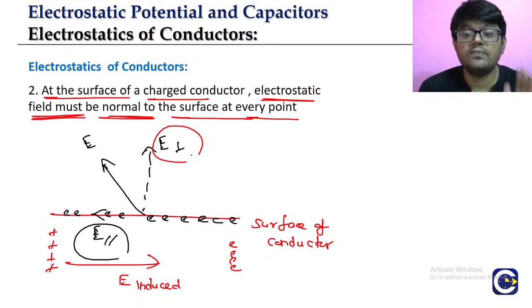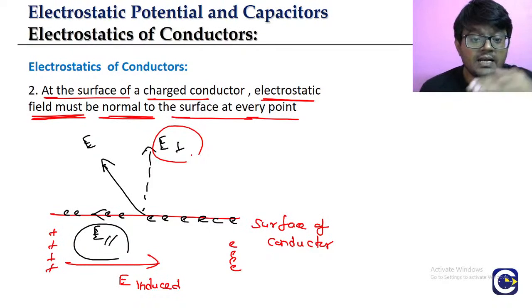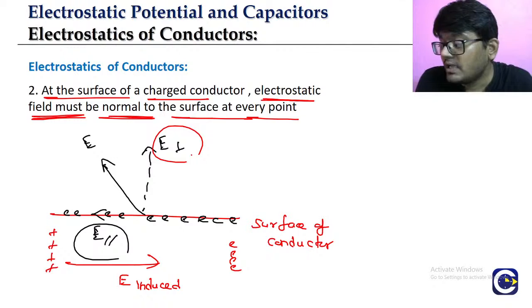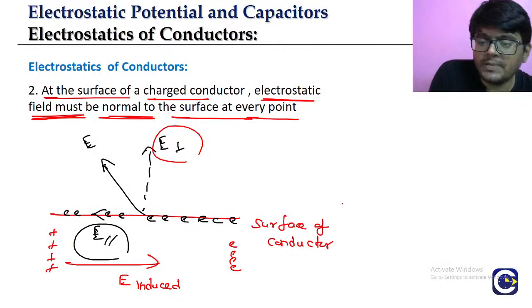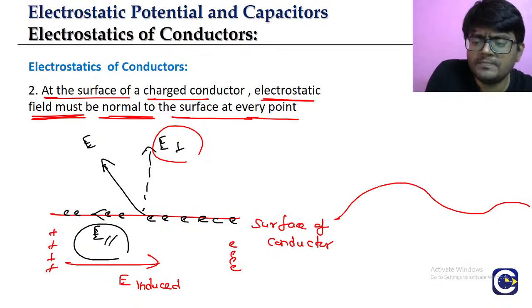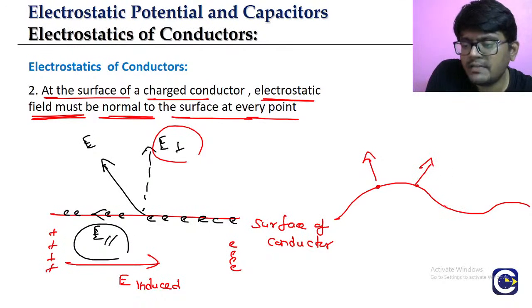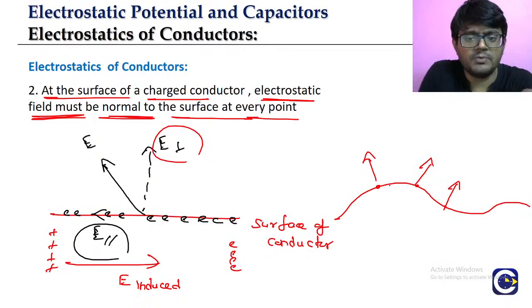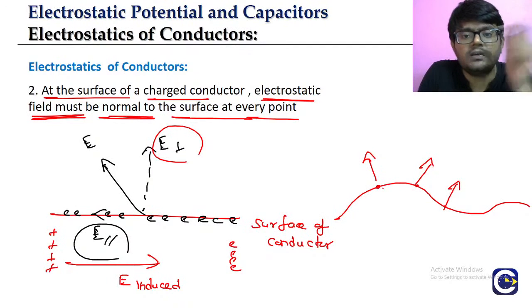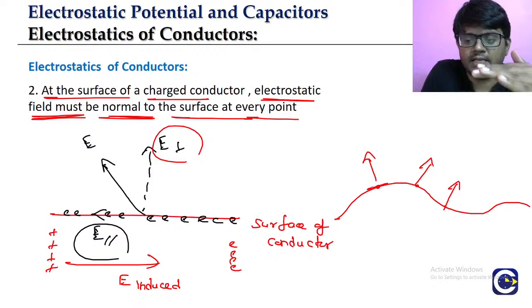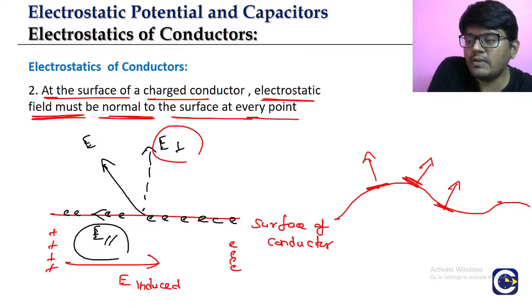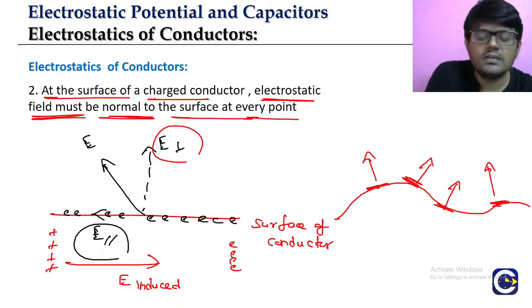So whenever we have a conductor, near the conductor surface, what is the direction of the electric field? It will always be normal to the surface. Whatever the surface curve, it will be normal. Say we have an irregular surface. At this point it will be normal, at this point it will be normal like this. Wherever we take it, it will always be normal to that particular surface. When we say surface, we have to draw the tangential plane, right? So always it will be normal to the surface of the conductor.